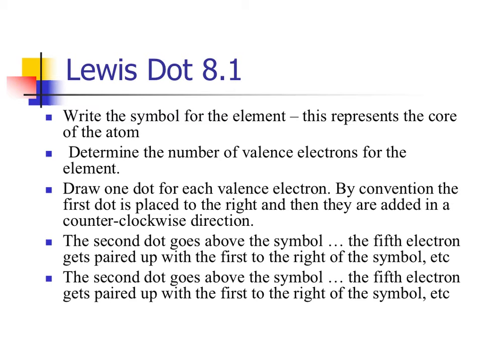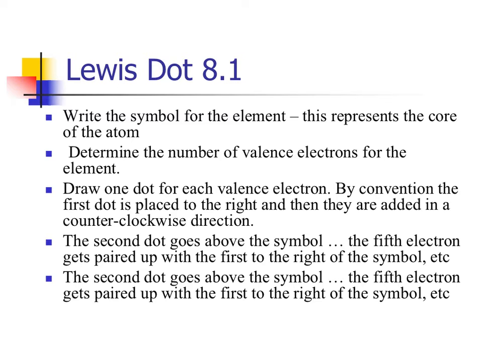The first step is writing the symbol for the element, and that represents the core of the atom. If you had a good time with Bohr structures, this is probably going to be right up your alley. The next thing you're going to do is determine the number of valence electrons for that element. That number is usually based on the group it is in on the periodic table. So group 1 would have 1 valence electron, group 2 has 2, group 13 has 3, group 14 has 4, 15 has 5, and so on.